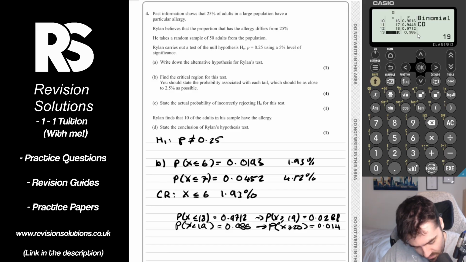Good. Okay, so we can see the one that's closest to 2.5% is the 19. So the upper tail, the critical region, is x is greater than or equal to 19. And that is 2.88%.